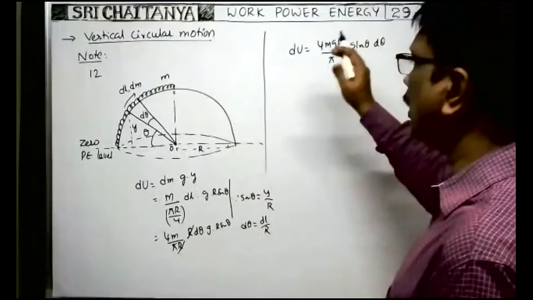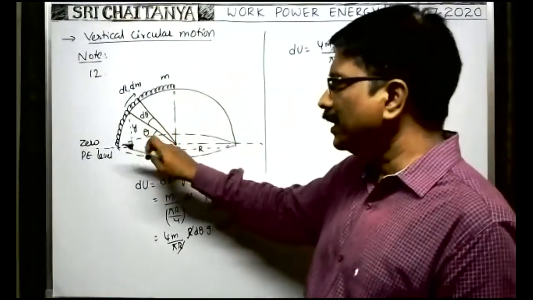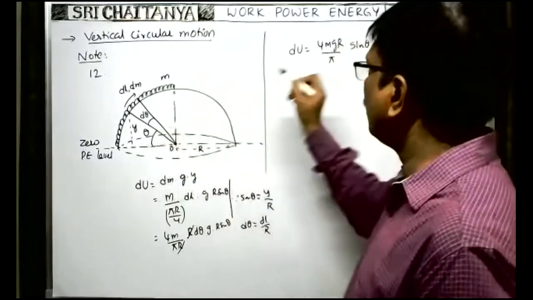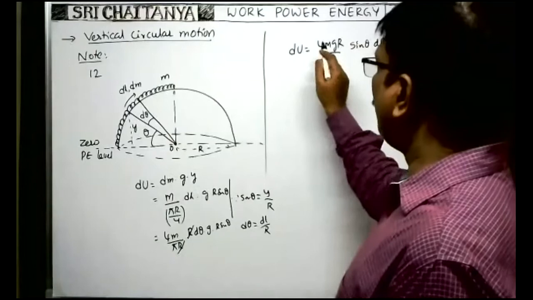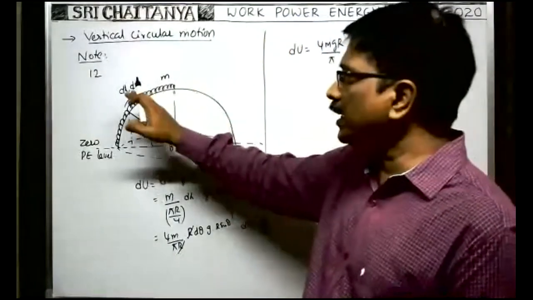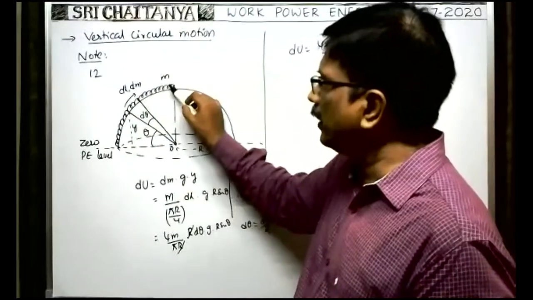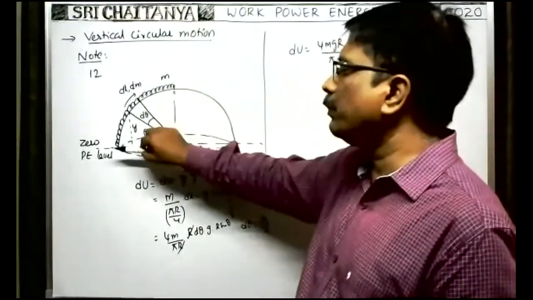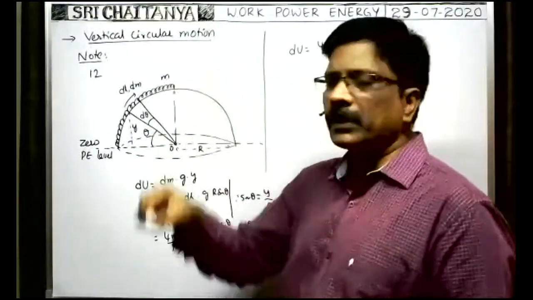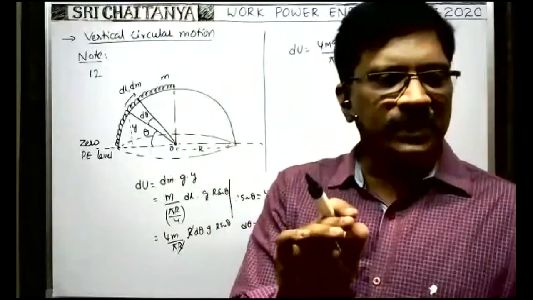Now we have converted all variables into a single variable. Only theta is variable. When you consider the different elements here, the angle made by the element with horizontal will change. So this is the only variable. Remaining all are constants now. Therefore, this is the potential energy of the element considered. Then such elements can be imagined from this end to this end, that is from theta equal to 0 to theta equal to 90. We can imagine an infinite number of such elements. For each and every element, we find the potential energy and you add them.